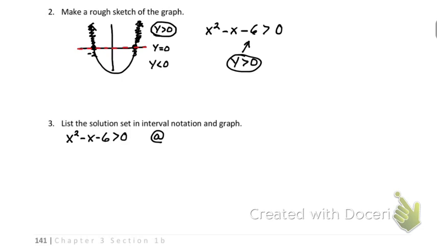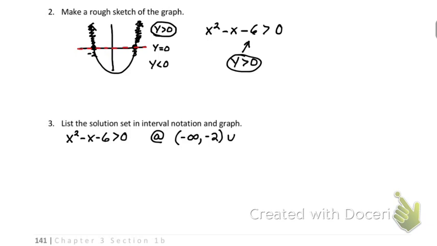We're going to say any x value less than -2 works. -3 works. -4 works. -5 works. Anything that's less than that -2 is shaded in. So we're going to go, well, that's -infinity to -2. And just a reminder, it's not an equal to sign, so we're going to use parentheses.